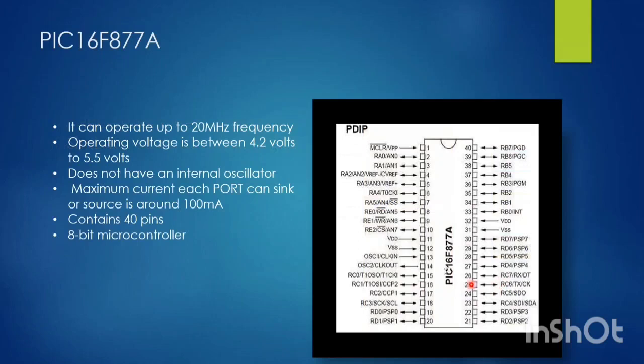And this is the basic pinout of the PIC16F877A microcontroller we are using here. It has 40 pins, and it's basically an 8-bit microcontroller. Its operating voltage is from 4.2 to 5.5 volts, and it can operate up to 20 megahertz frequency.